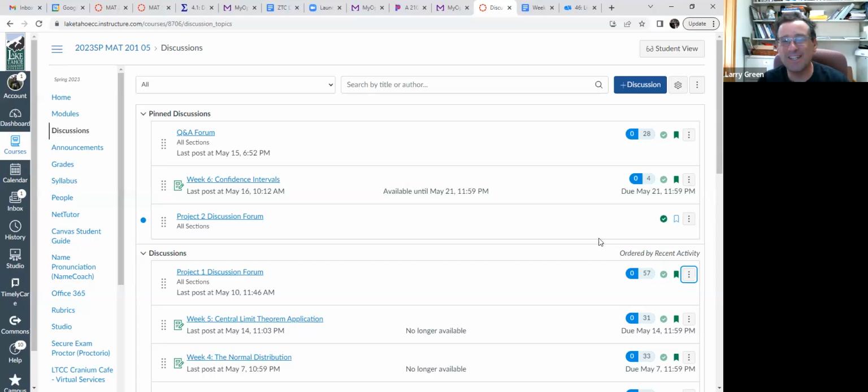Yeah, so if you want to work with the same partners, send your partner a message, however you've been messaging them, and say, hey, can we work together in project 2? And if they say no, then you post on the project 2 discussion board. If they say yes and you're happy, then you stick with your partners. That makes sense? Yeah. So that's the idea.